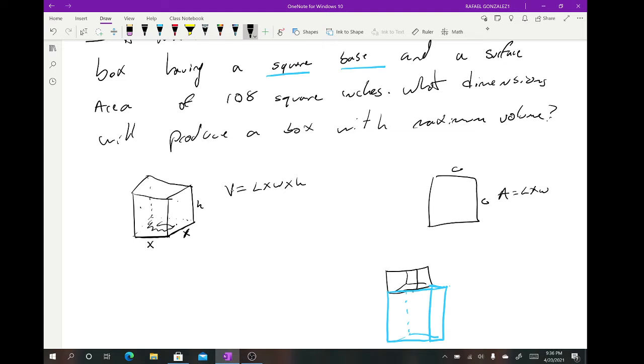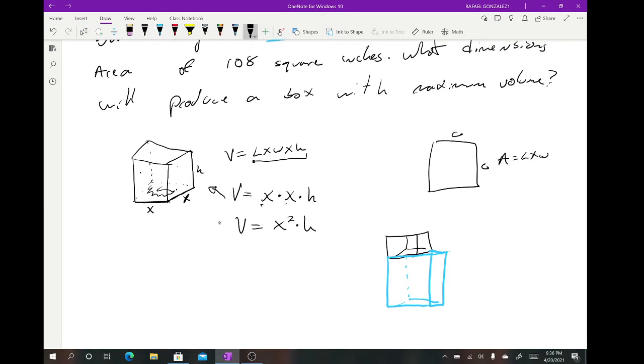In any case, so this being the regular volume formula, if I replace length times width times height by the variables that I'm using here, I have length is x, width is x, and the height is h. Well, x times x, we know that is x squared, so we get x squared times h. So we have related the sides of the box with respect to volume.